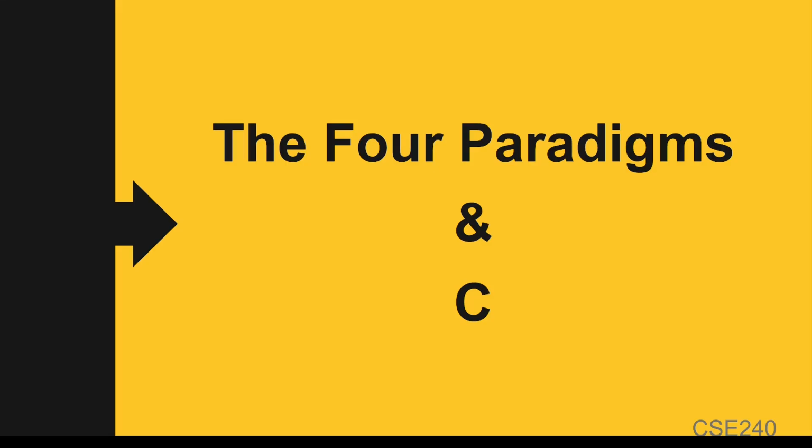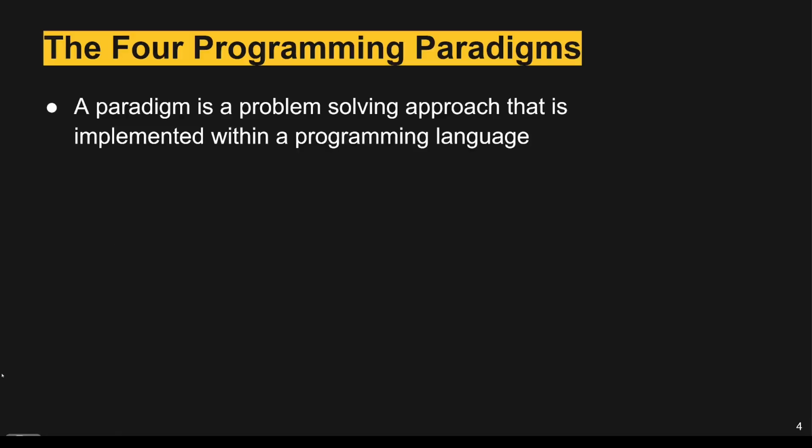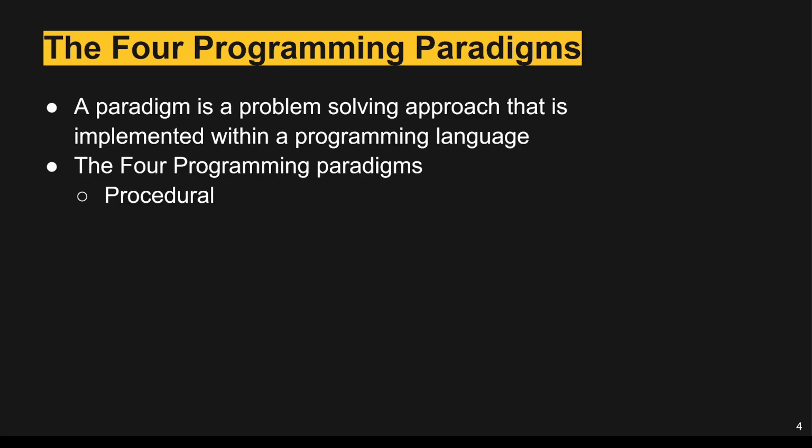Greetings, coders. In this video, we're going to talk about the four programming language paradigms and where C falls within them. So, what is a paradigm? A paradigm is basically a conceptual approach that different programming languages will implement. And the four paradigms that we will cover in this course include procedural, object-oriented, functional, and the logical paradigm.